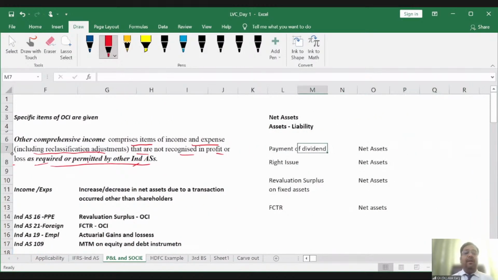Now tell me the payment of dividend. Dividend has been paid. Tell me, by paying a dividend, whether net assets will increase or decrease.